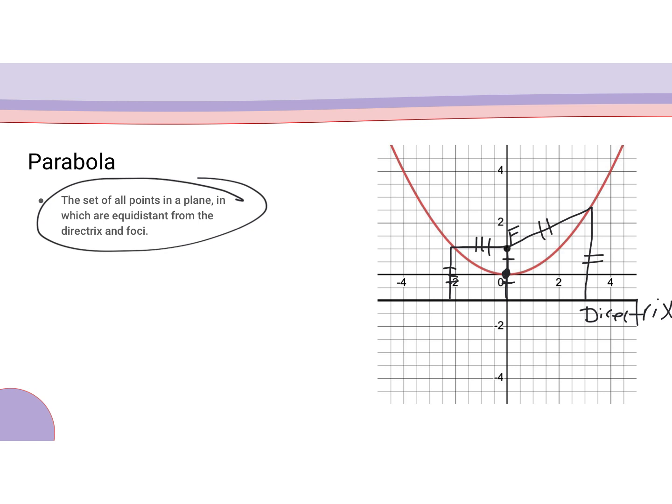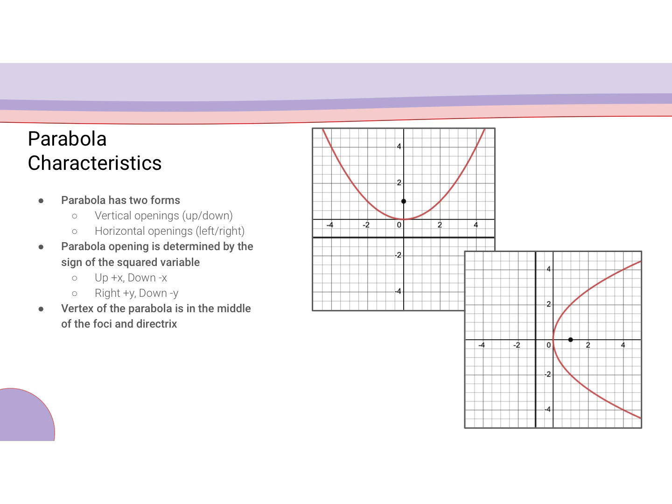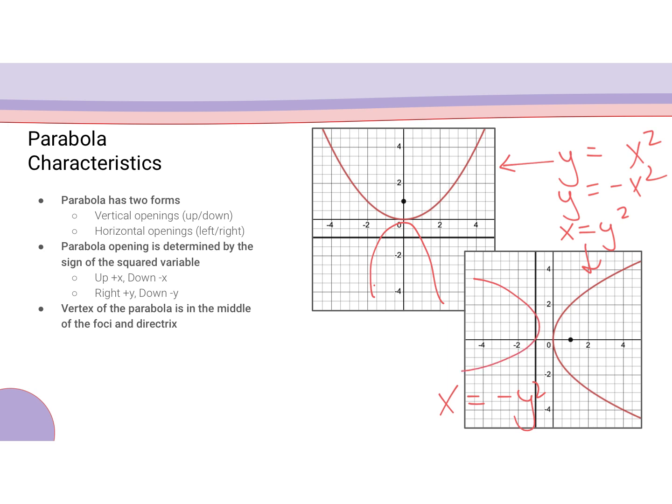The first really important thing to know is that the center of your parabola is equidistant from your focus and your directrix, and we're going to use that a lot. There are two forms. If we have y equals x squared, it opens up, or if it's negative, it opens down. Then there's the new one, x equals y squared, which opens right, and if it was x equals negative y squared, it would open left. If the signs are the same, it opens up or right. If the signs are different, it opens down or left.